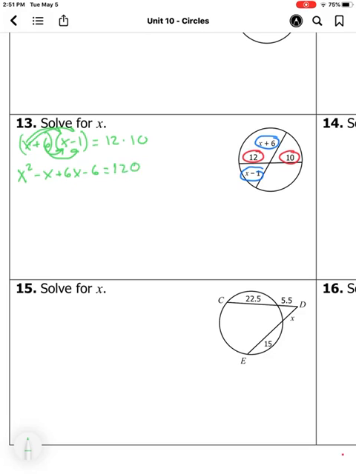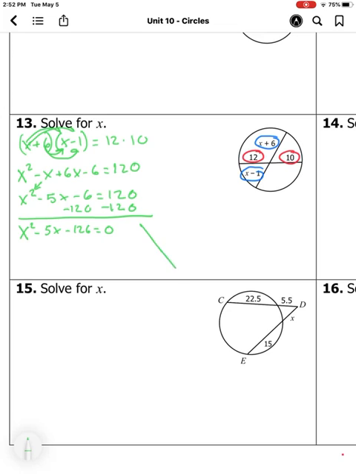All right, start combining like terms. I get x squared minus 5x minus 6 equals 120. I subtract 120. I subtract 120. All right, so once I see this, I know that I'm going to be solving by factoring. So I have to set the whole entire thing equal to 0. So I get x squared minus 5x minus 126 equals 0. Okay, now I'm going to factor.